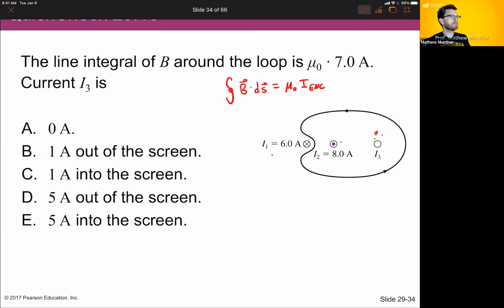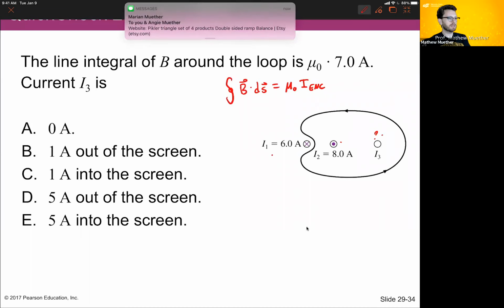Okay, let's go ahead and end. All right, so the most popular answer here was B, that it has to be 1 amp coming out of the screen.